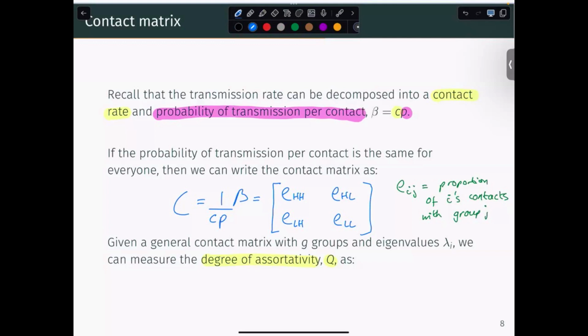We're not going to go into the theory behind where this comes from, and you don't need to memorize this, but it turns out that if we have G groups, so here we just have 2 groups, but in general we can have as many as we want. So let's say we have G groups. The degree of assortativity is given by 1 over G minus 1, so 1 over the total number of groups minus 1, multiplied by the sum of our eigenvalues of this matrix. So there'll be G eigenvalues because it's a G by G matrix, minus 1.